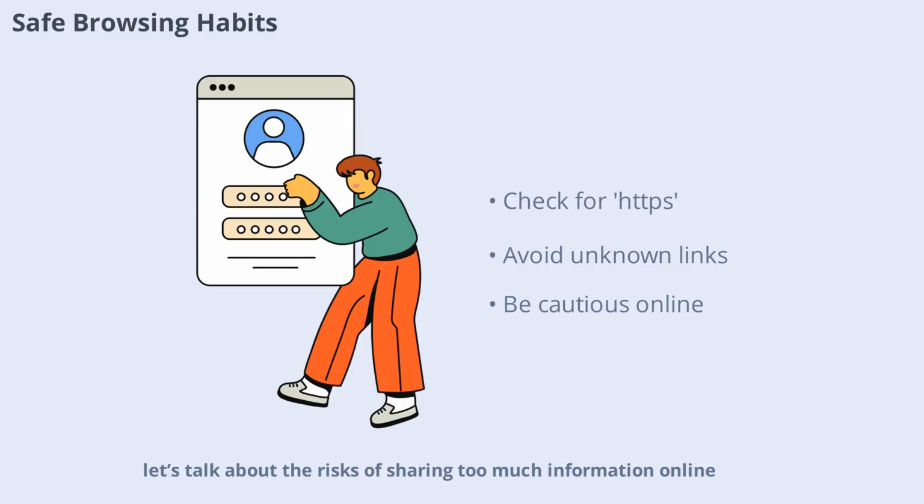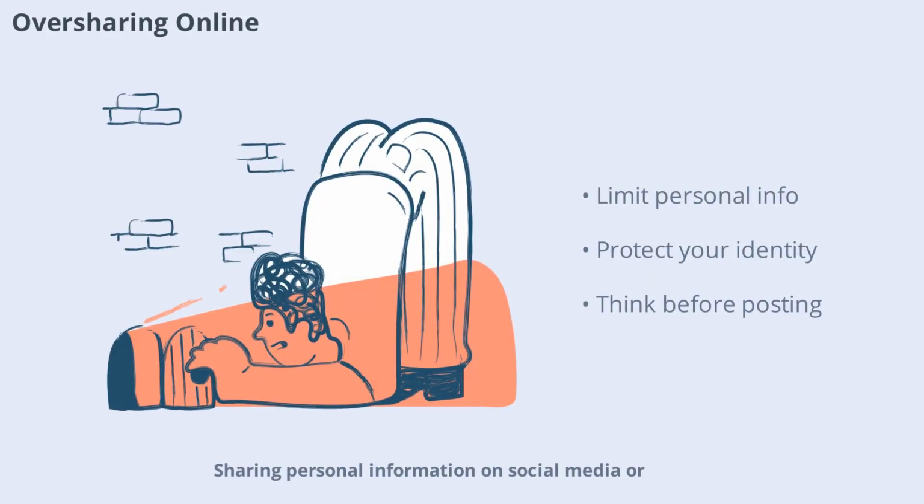Up next, let's talk about the risks of sharing too much information online. Sharing personal information on social media or other websites can put you at risk. Cybercriminals can use details like your birthday, address, or even pet's name to guess your passwords or steal your identity. Think carefully before posting sensitive information online.